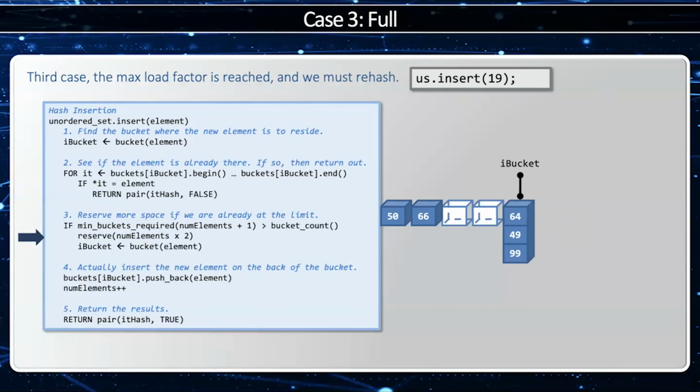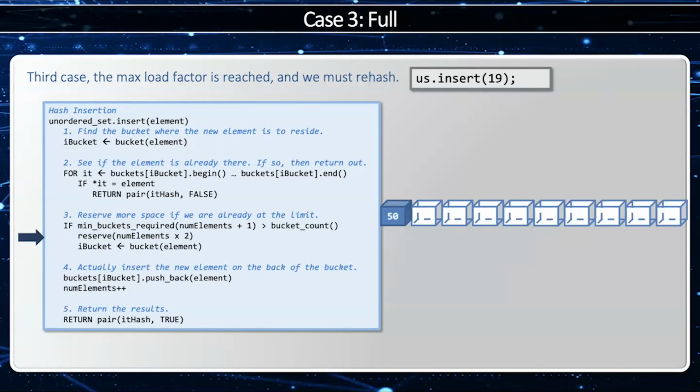And how do we rehash? Well, I'm going to double the number of buckets, and I'm going to take all the elements that are currently in there and find a new spot for them. So let's see here. That's going to be 50 and 66 and 64 and 49 and 99. Now notice how there's 10 buckets in my hash, so it's basically the last digit for each of the elements that is going to be the bucket number. Now, I have to find the new bucket for my element. It was in bucket 4, but 19 is now in bucket 9. So now I'll push back 19 on bucket 9 and return true, which means I was successful.